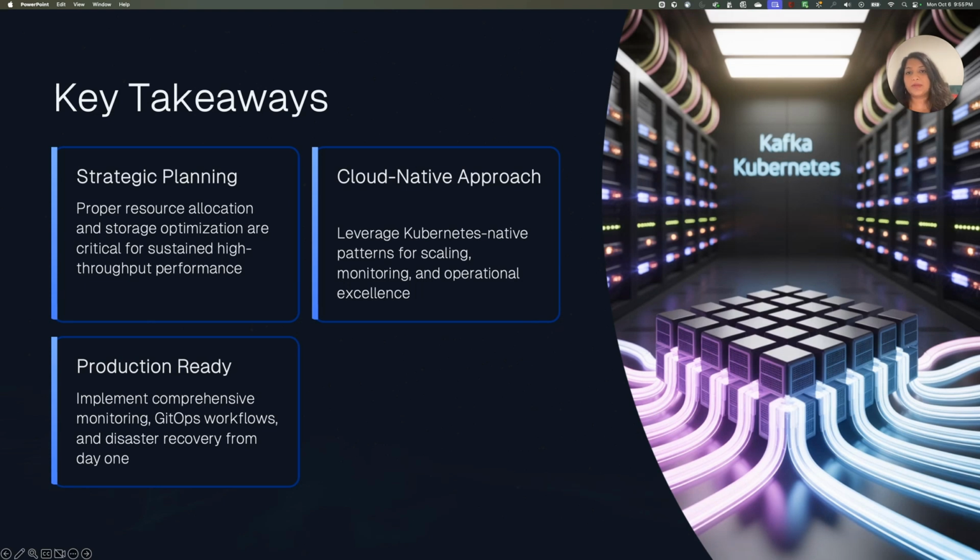As we wrap up, I want to emphasize three key points. Strategic planning. Proper resource allocation and storage optimization aren't optional. They are critical for sustained high throughput performance. Many deployments fail because they underestimate these requirements.